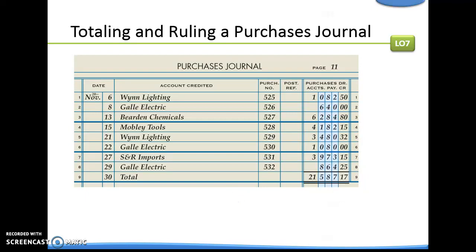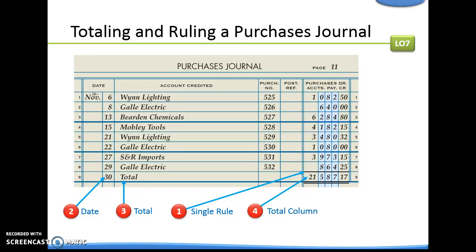Totaling and ruling a purchases journal. At the end of the month, you would total your purchases from all of your different vendors and put a single rule, put the date, last date of the month, total. Notice it's total because there's only one total. Total column, total amount, and then double rule.